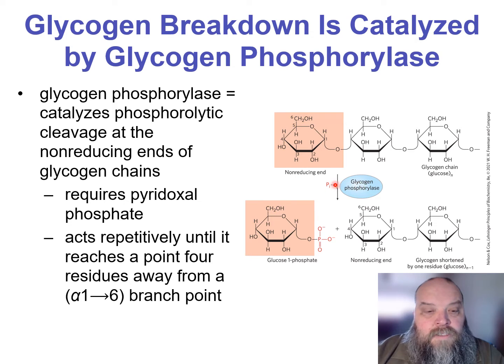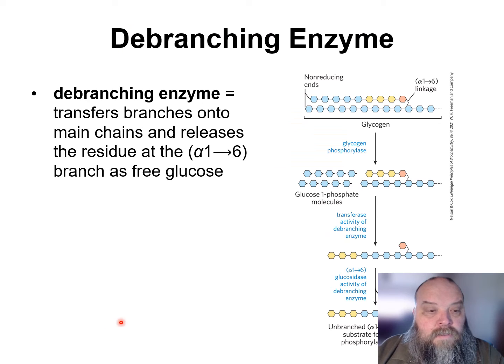Glycogen phosphorylase is going to take an inorganic phosphate, not ATP, an inorganic phosphate, and it's going to attack the 1,4 glycosidic linkage. It's going to go through, insert, leave hydroxyl, insert the inorganic phosphate. Now you have glucose 1 phosphate that has been released. Now here's the problem though.